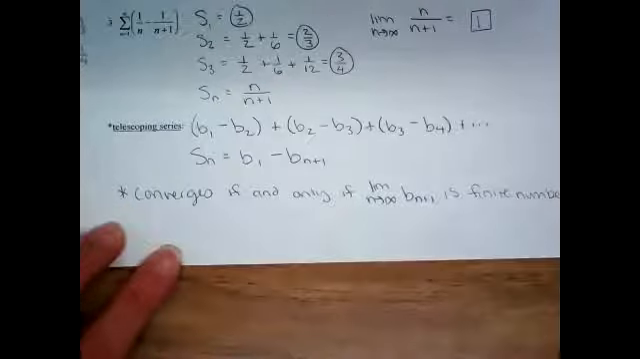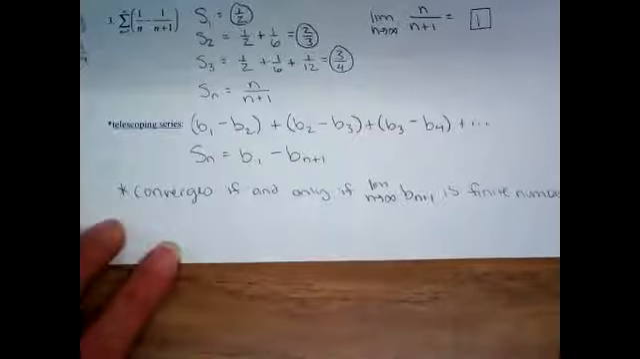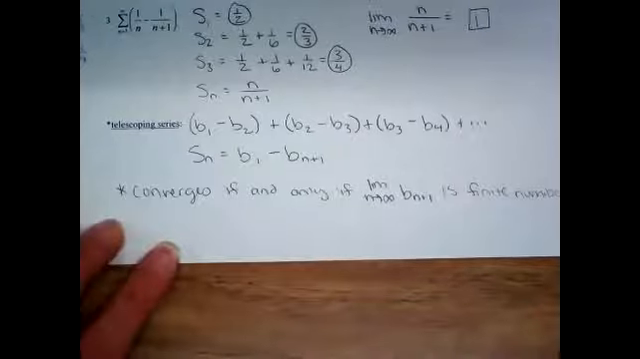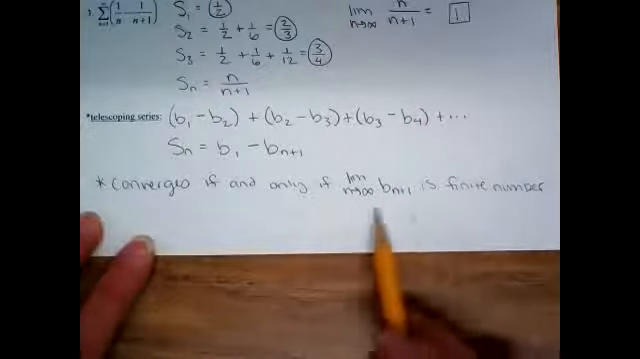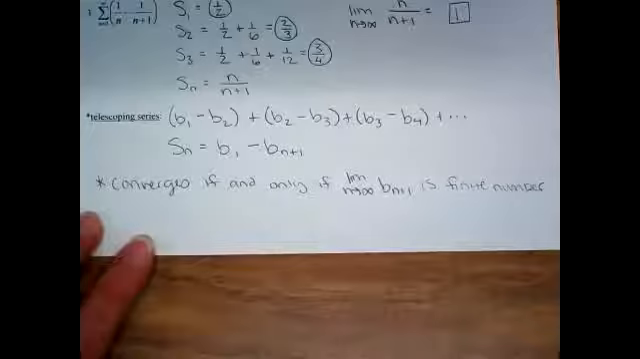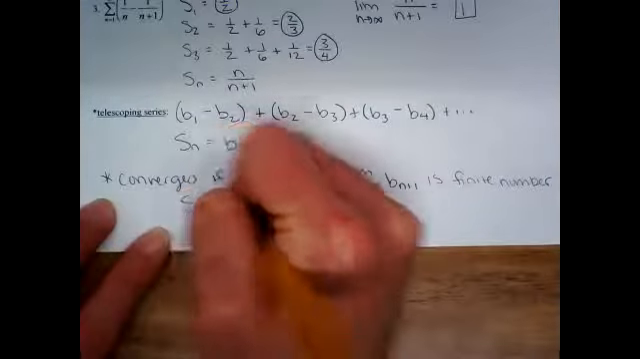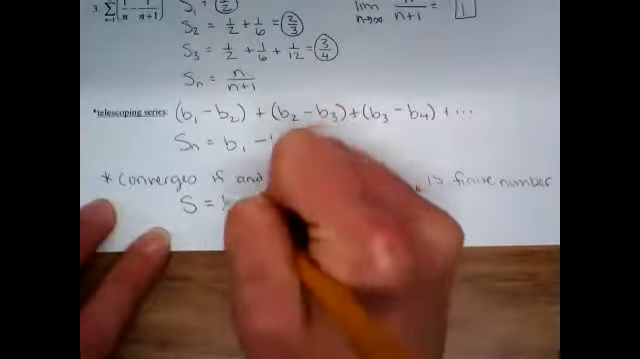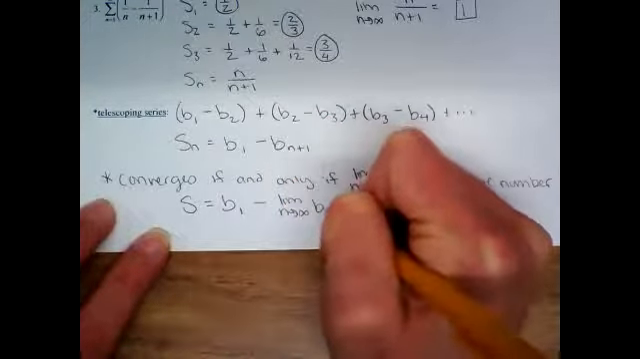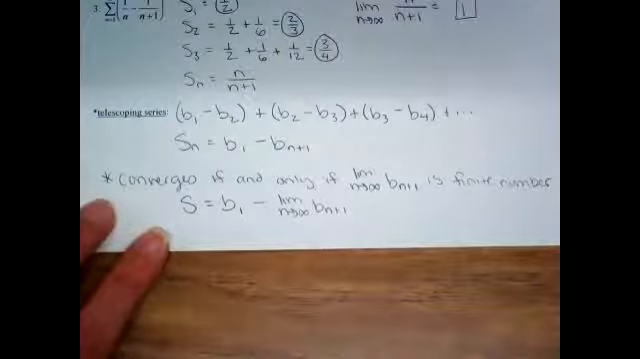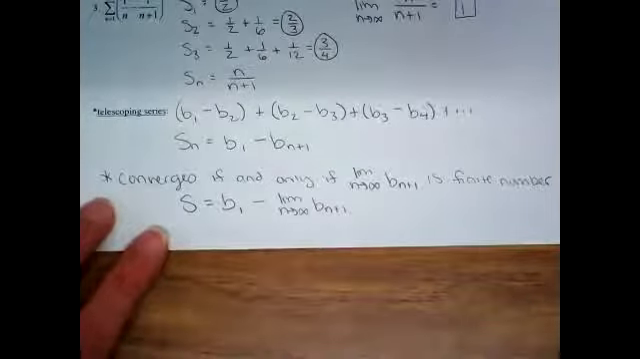And usually it's 0. Like all the typical ones I've seen, it'll just keep getting smaller and smaller and smaller and it'll end up being 0. But if you take the limit of that last part to infinity and you get a finite number, that's going to converge, and the sum will be that first term minus that limit. Finite means it's not infinite. So like 2 is a finite number, 3 is a finite number, like a value. Infinity is not finite.